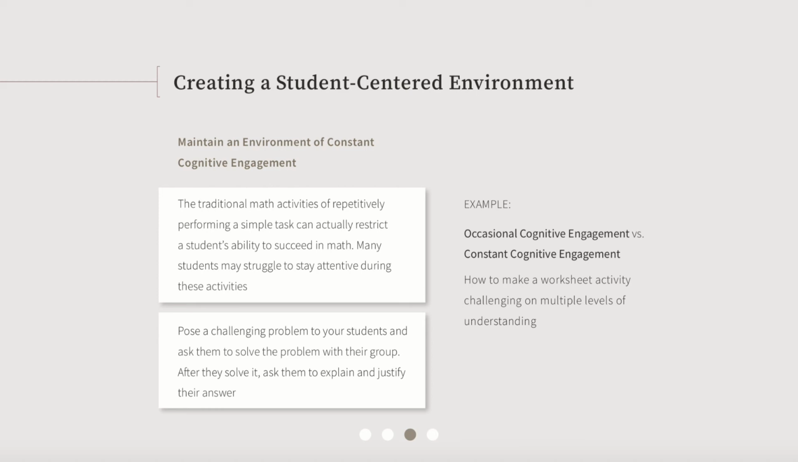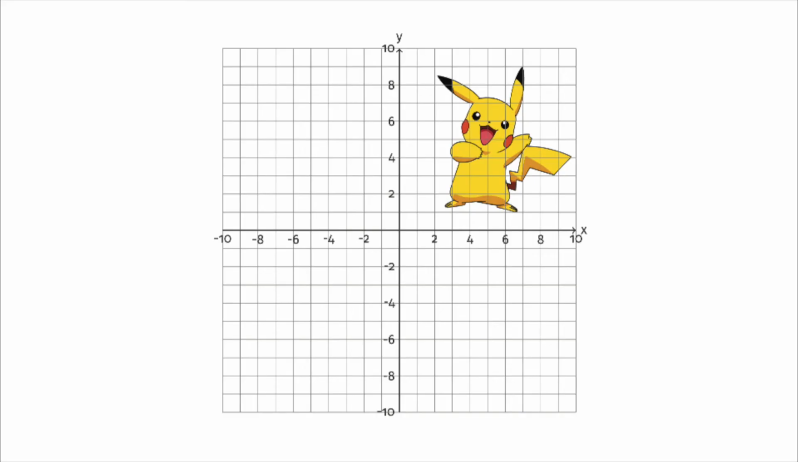On the other hand, here's an example of constant cognitive engagement. In a math classroom, students are provided a worksheet with multiple drawings of popular cartoon characters that the students can choose from. Each drawing has a coordinate grid overlaid on top. The students will use an algebraic expression from the worksheet to transform their drawing. They are also challenged to give as much detail as possible.